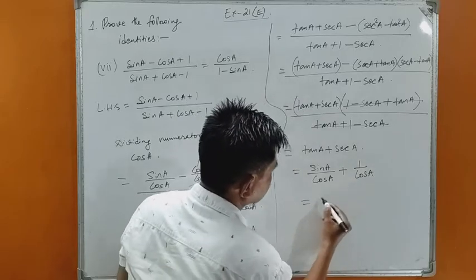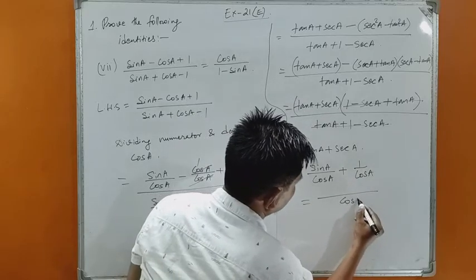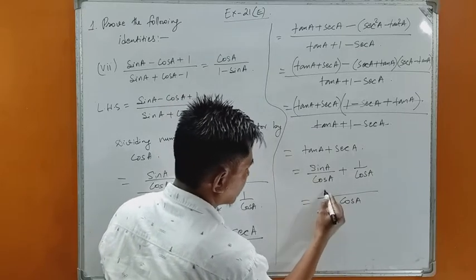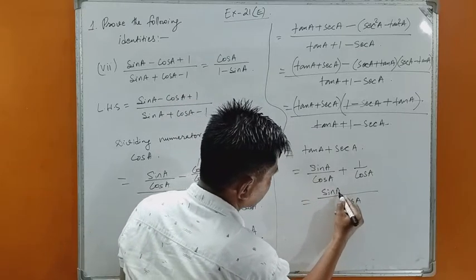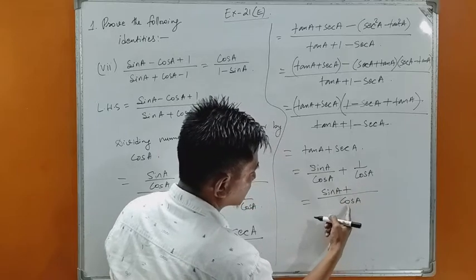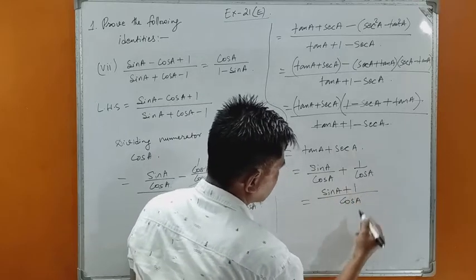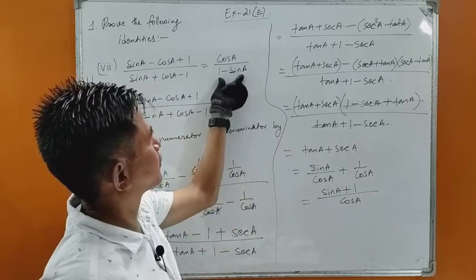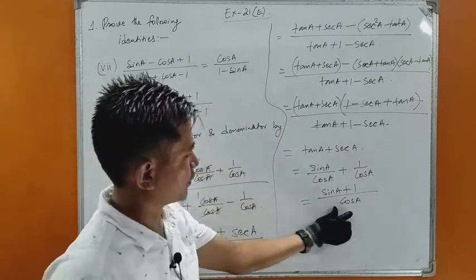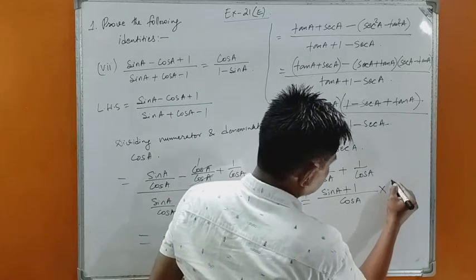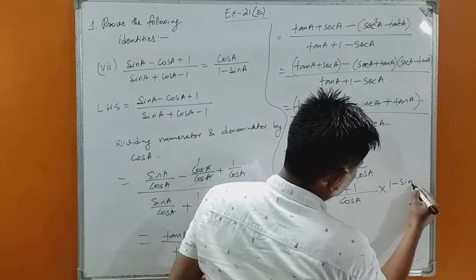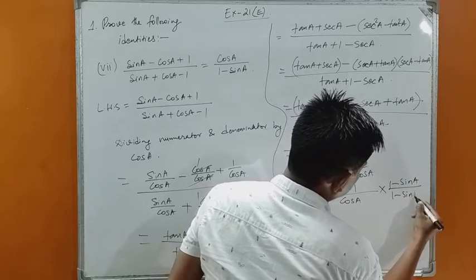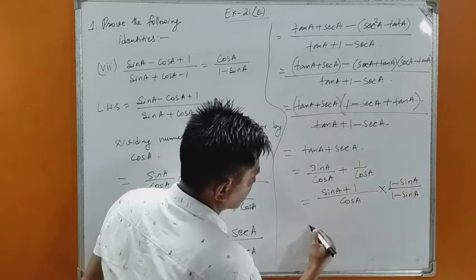So let's take the LCM. LCM becomes cos A. So cos A into 1 gives us cos A, that 1 into sin A is sin A, plus cos A into 1 gives us cos A, that 1 into 1 is 1. So now we need 1 minus sin A in the denominator, isn't it? Now let's multiply by 1 minus sin A in the numerator and in the denominator 1 minus sin A, okay? We can do this because they cancel.